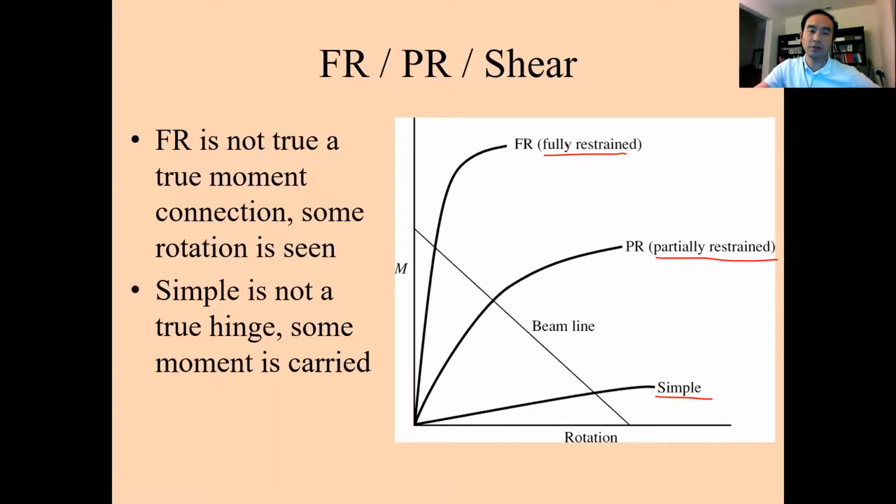So fully restrained is kind of a moment connection, okay? And the simple connection is the shear connection. And in between, these are curves A, B, and C, right? Curve B was in between. That is classified as partially restrained. So those are other terminologies that we use in steel design.